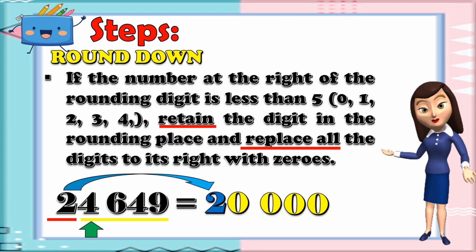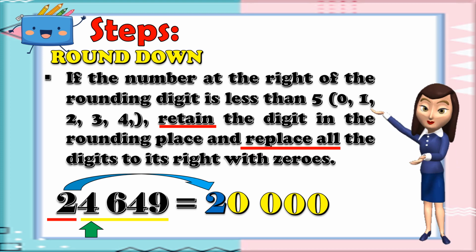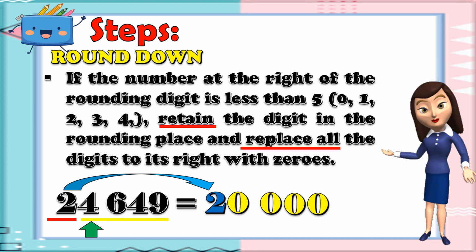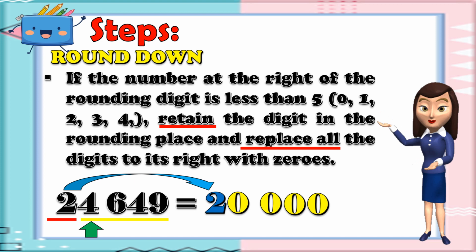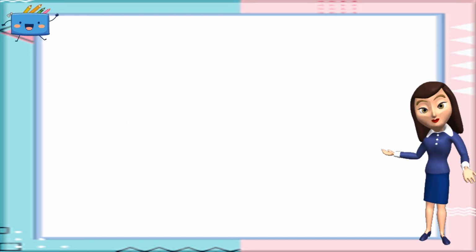Therefore, 24,649 rounded off to the nearest 10,000, the answer is 20,000. Here is another example.